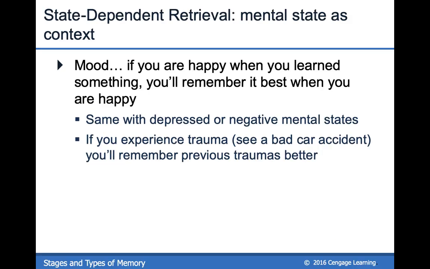The same thing can happen with state-dependent retrieval. Your mental state is also part of your context. So for your mood, if you're happy when you learn something, you're going to remember it better when you're happy later on. Same thing with being in a depressed or negative mental state. For example, if you experience trauma like a bad car accident, you're going to remember previous traumas better because you're back in that negative mental state.